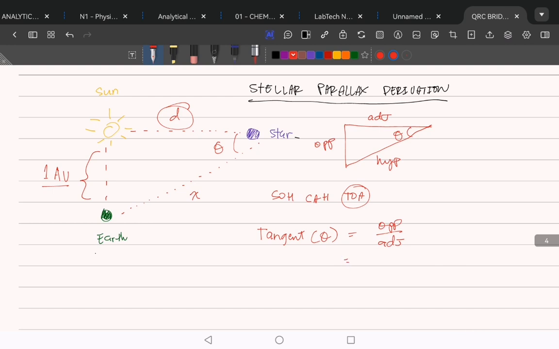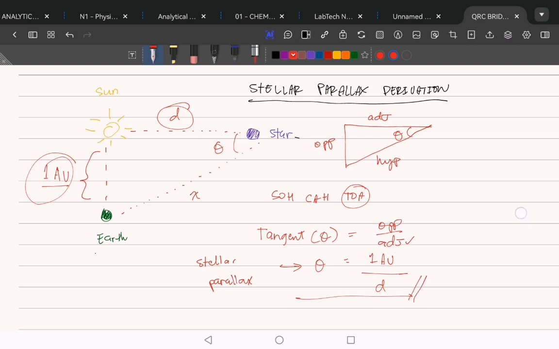So dito sa diagram natin, ang opposite natin dito will be the one astronomical unit. Okay, so theta. So theta represents yung stellar parallax. So I'll just write it here. Stellar parallax. Oh, we only have one R. Sorry. Parallax. Okay. Divided by the adjacent, which is represented by the distance, by the letter D. And that is now your stellar parallax equation.